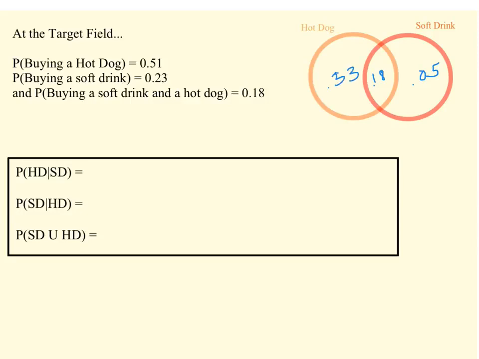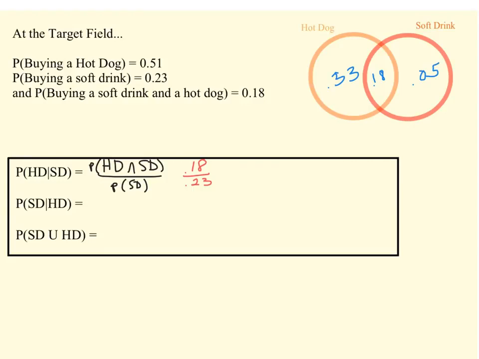Okay. Now, this first problem, the probability of a hot dog given a soft drink. Well, let's use the formula. The probability of a hot dog and a soft drink divided by the probability of a soft drink. Okay, so the probability of both was 0.18, and the probability of a soft drink was 0.23. So that would be my probability. That's going to be a high probability, right?